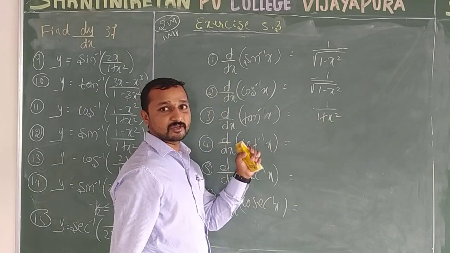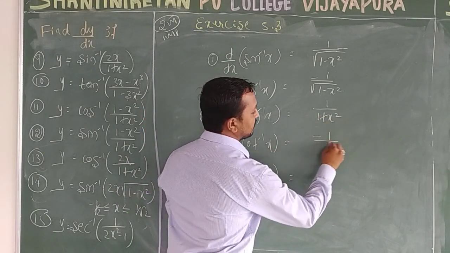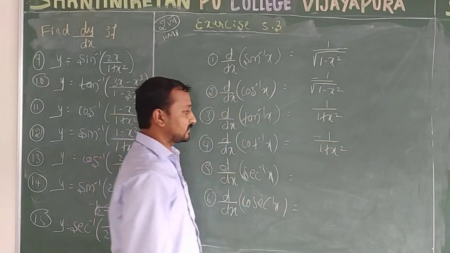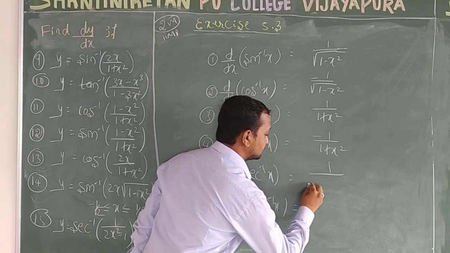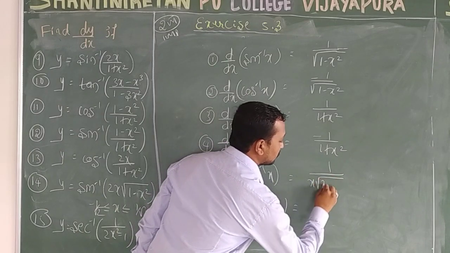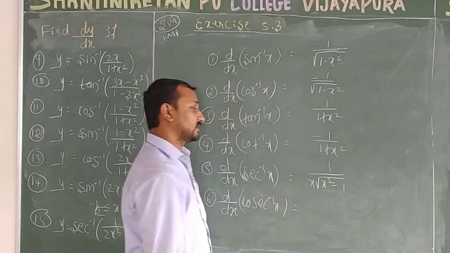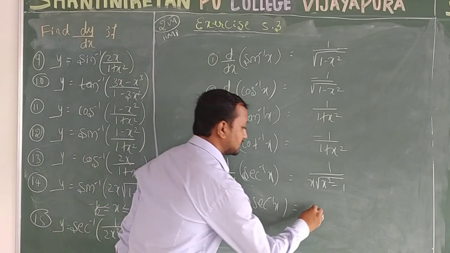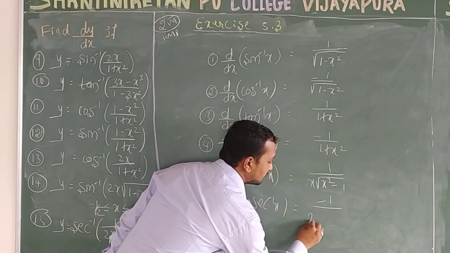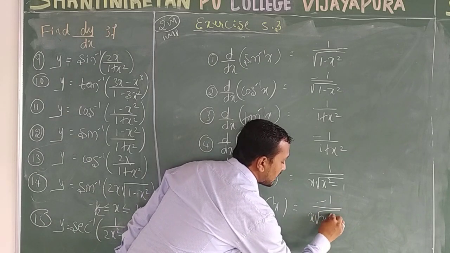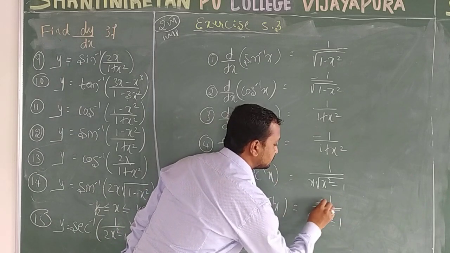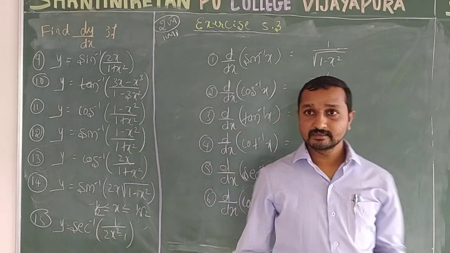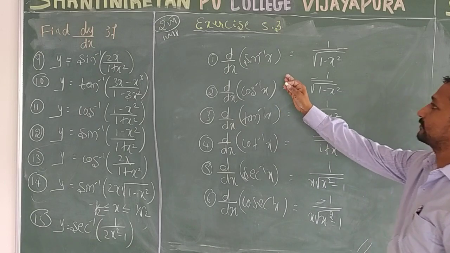The derivative of cot inverse of x is minus 1 divided by 1 plus x square. The derivative of sec inverse of x is 1 divided by x into root of x square minus 1. Okay, then what is the derivative of cosec inverse of x? That is minus 1 divided by x into root of x square minus 1. These are the six inverse trigonometric function formulas.